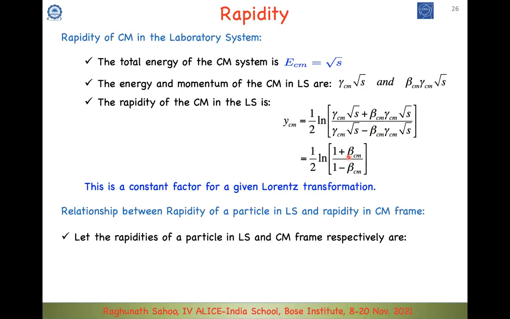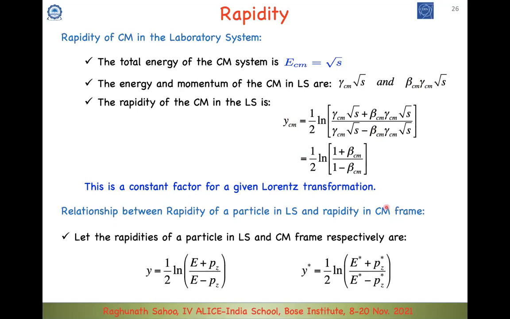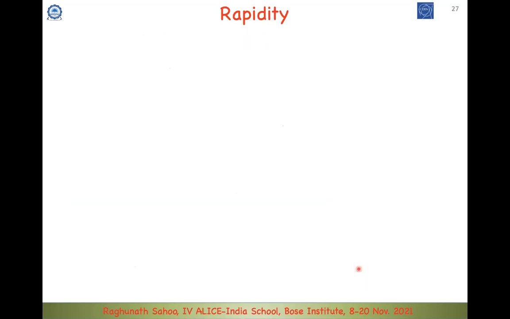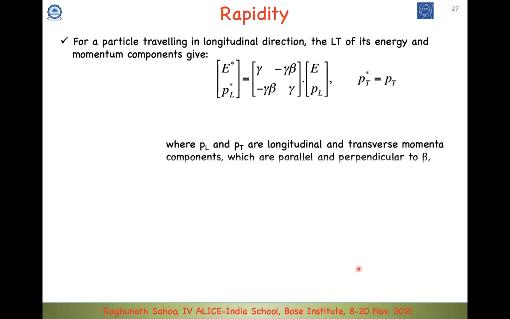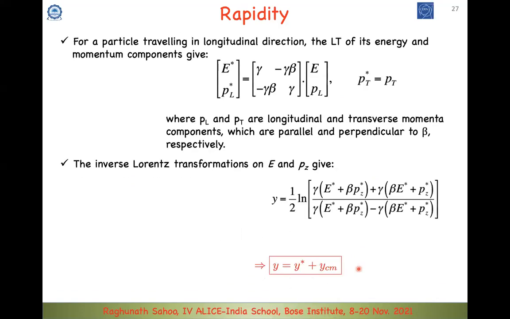So now the relationship between the rapidity of a particle in the laboratory system and the rapidity in the center of mass system will be very simple. You convert the rapidity definition to your Y star, which is in the center of mass frame, and you will find it is very easy to do. At the end of the calculation, using the Lorentz transformation from E star to E and plugging in all these observable variables, you will find Y is nothing but Y star plus Y center of mass.